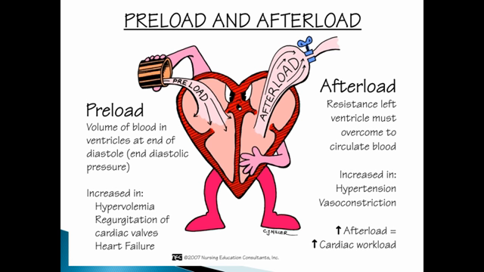Now, afterload is the resistance that the ventricles must overcome to circulate the blood. So if you have somebody who has hypertension, okay, systemic hypertension, that left ventricle has to pump against a higher pressure in order to pump that blood out to the body, okay? So if you have increased afterload, that's going to increase the workload on the heart. If you have increased preload, that's also going to increase the workload on the heart because it has more stuff to pump, okay? So having a basic understanding of preload and afterload is pretty important.